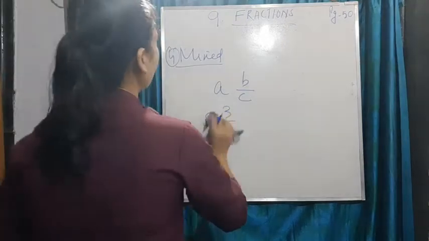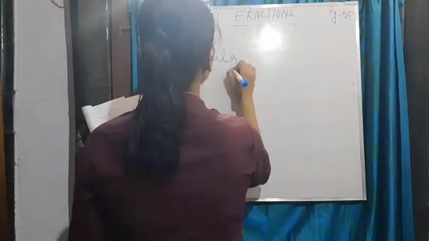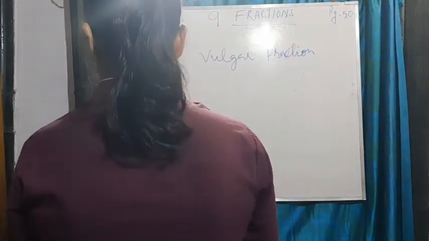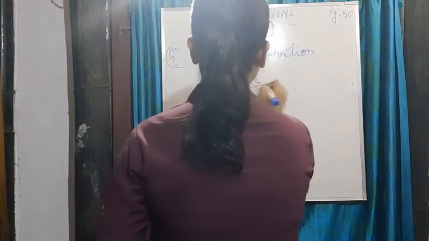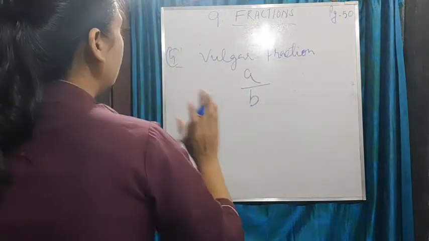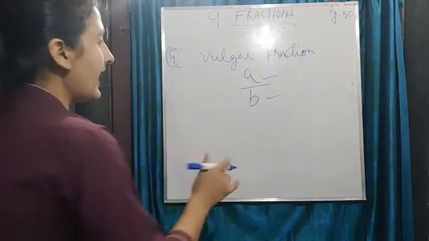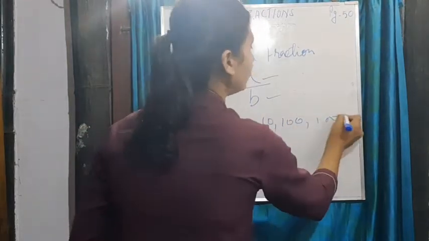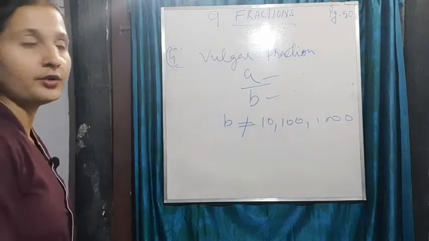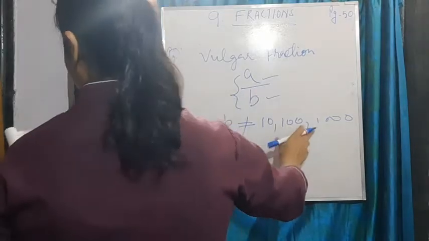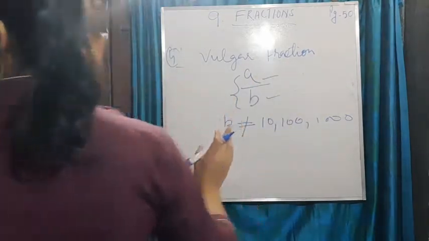Then the next one is your vulgar fraction. You can follow your book page number 51. In vulgar fraction, suppose a by b, where a and b are whole numbers, and b should not be equal to 10, 100 or 1000. Otherwise it will become a decimal fraction. So it should be written as a by b form, but b should not be equal to 10, 100 or 1000. This is called your vulgar fraction.